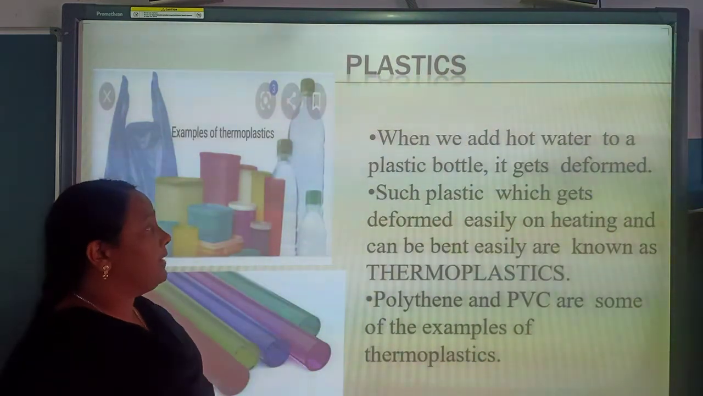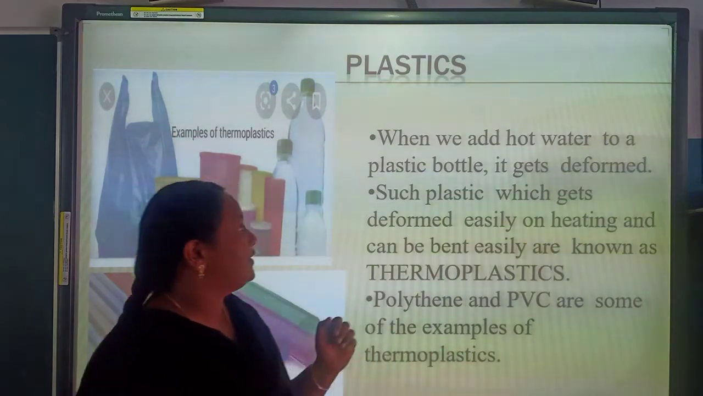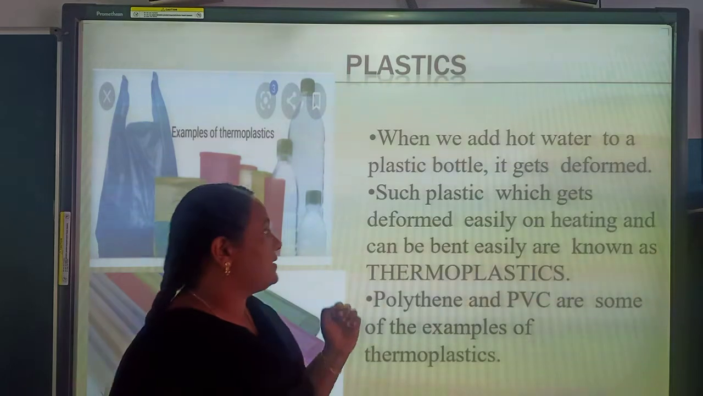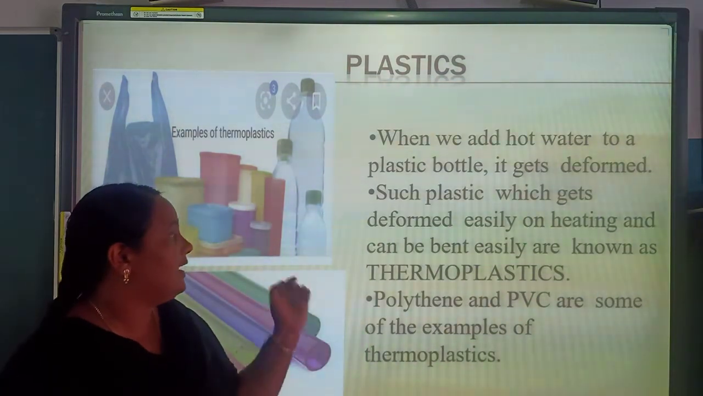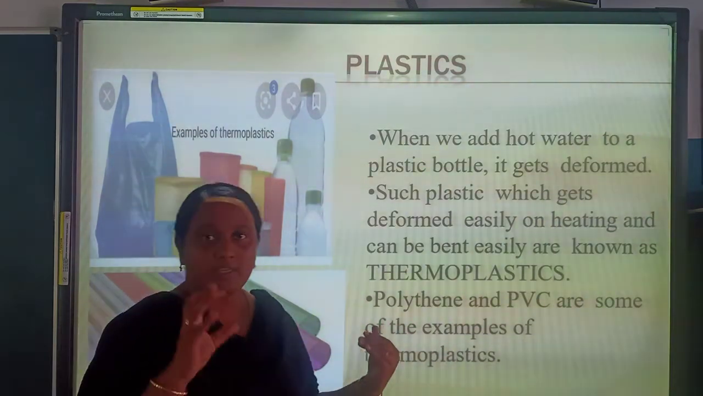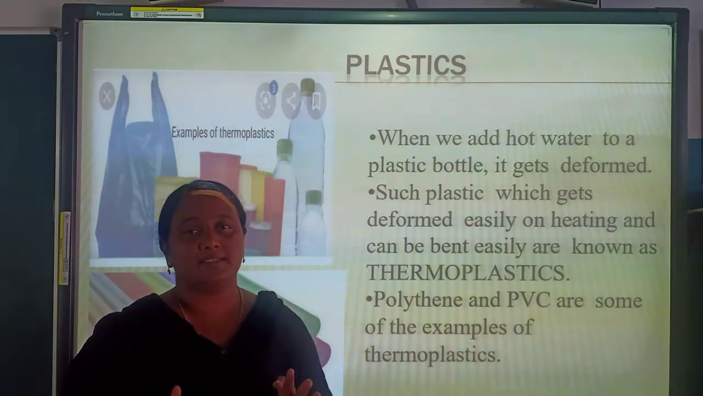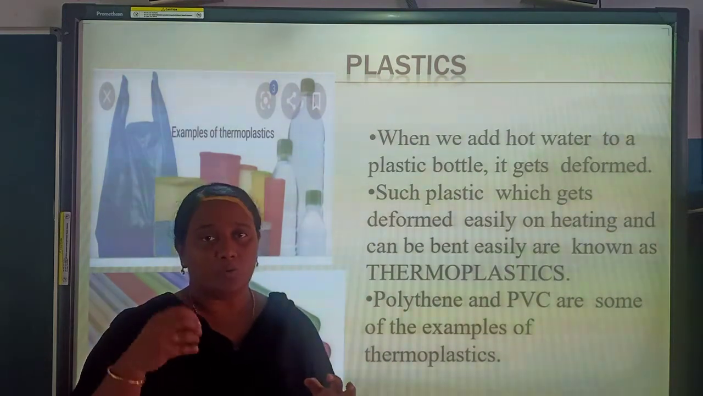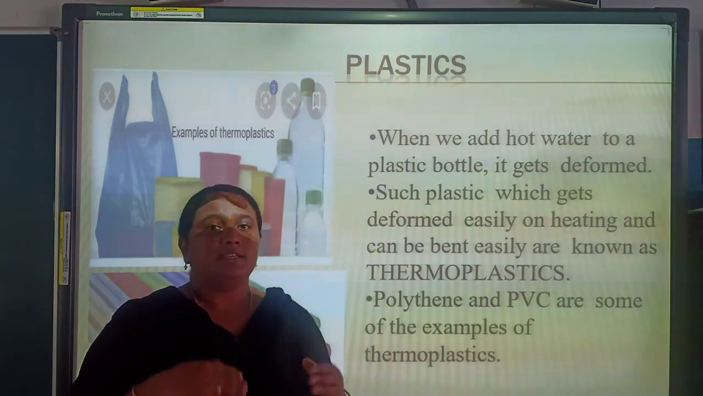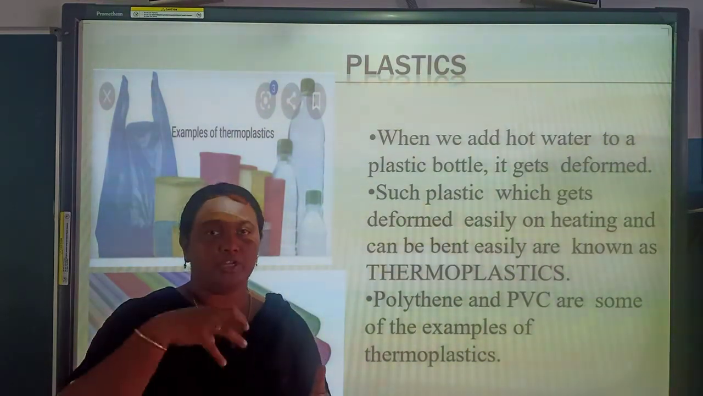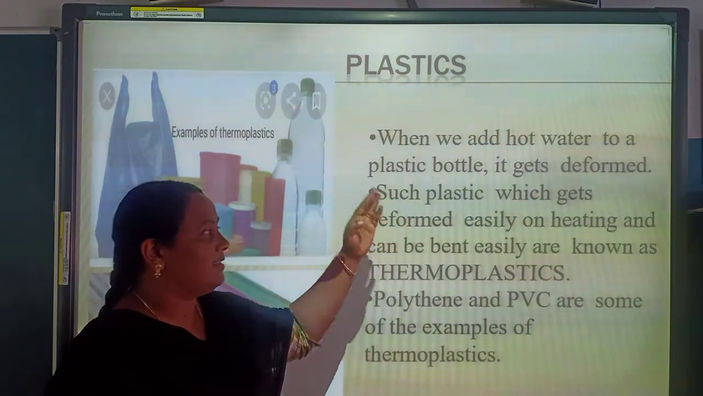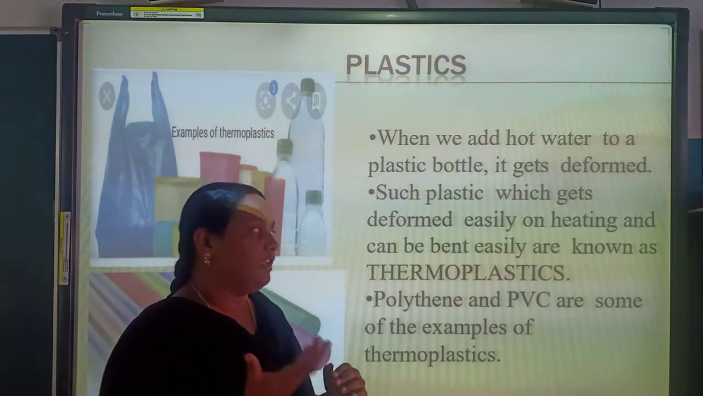Then the plastics: when we add hot water to a plastic bottle, it gets deformed. Such plastics which get deformed easily on heating and can be bent easily are known as thermoplastics. You have experienced that. If you bring water in a plastic bottle, and boiled water is put into that bottle, what will happen? It will change its shape. That means it gets deformed.